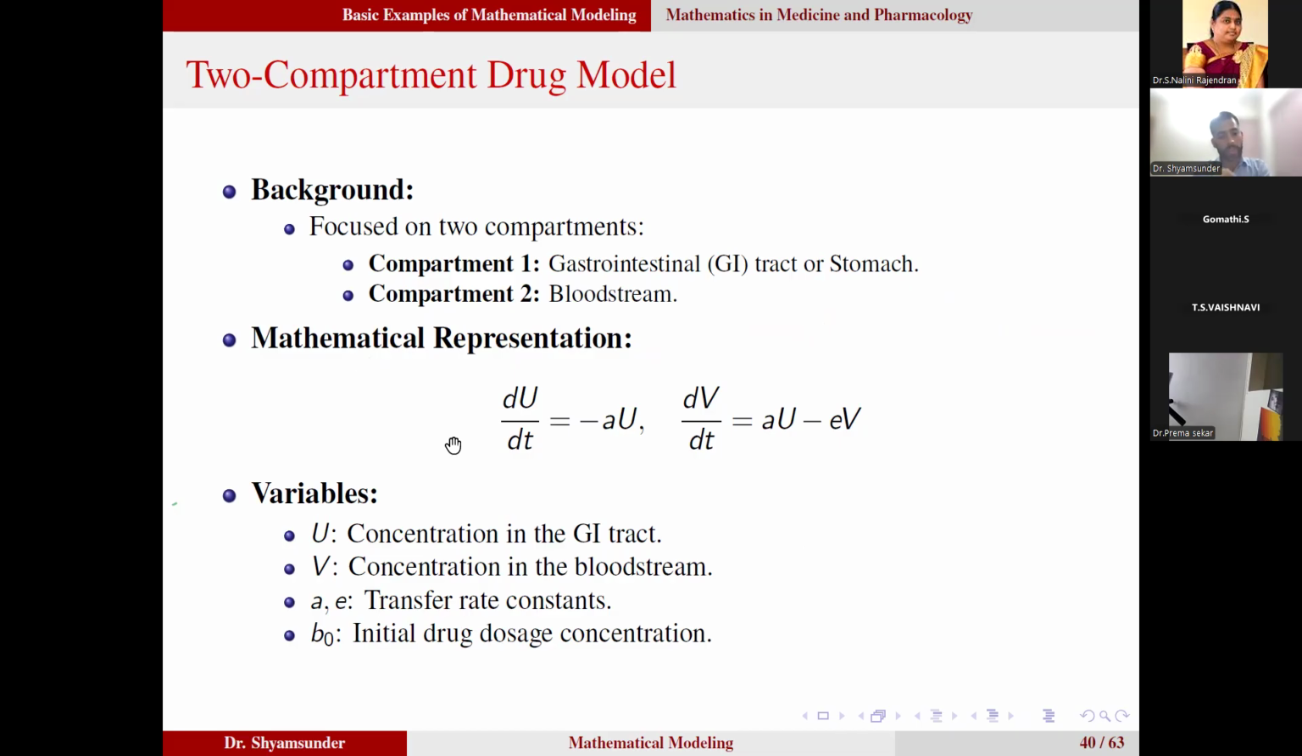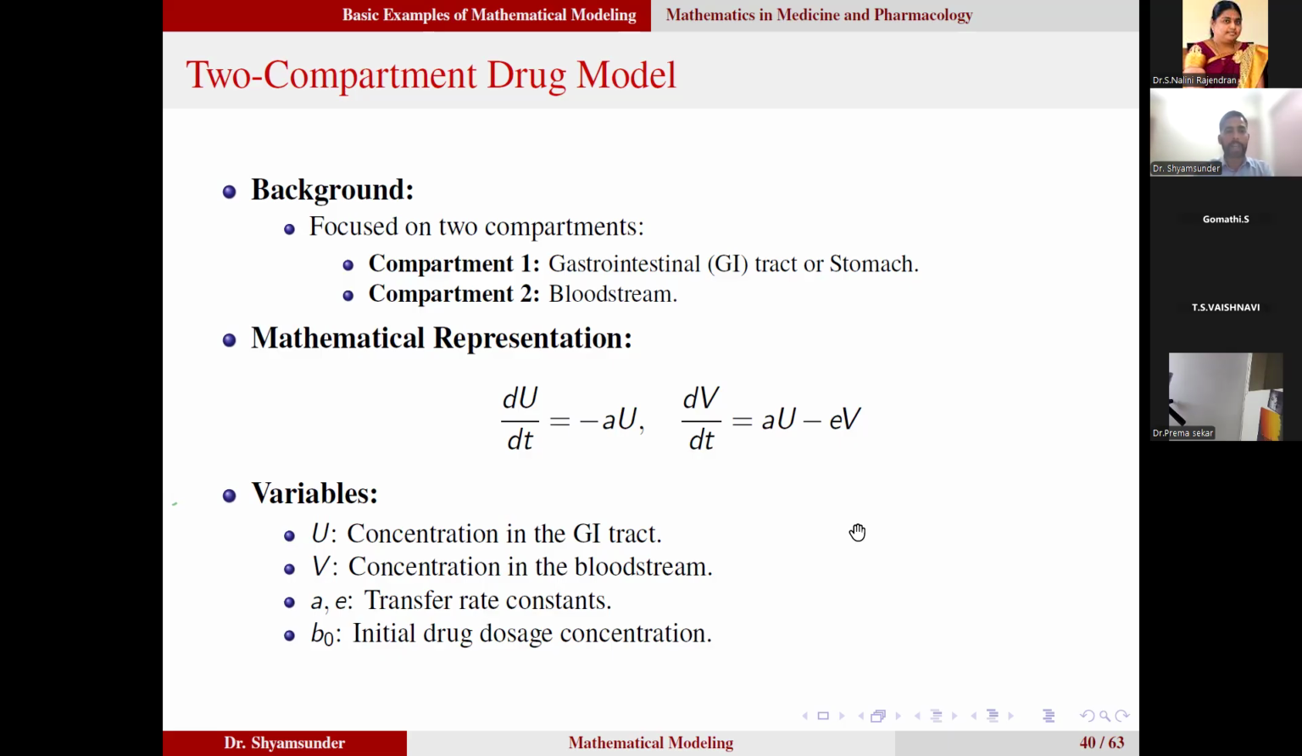Then the mathematical representation of this model: du/dt = -au. And the second equation for the second compartment: dv/dt = au - ev. Very simple. U represents the concentration of the drug in the GI tract, and V the concentration of the drug in the bloodstream. A and E represent the transmission rates. And B is the initial drug dose. We take 500 mg, 200 mg, 100 mg like this. By solving this model, we can easily predict the behavior of drug diffusion in the human body via oral delivery.